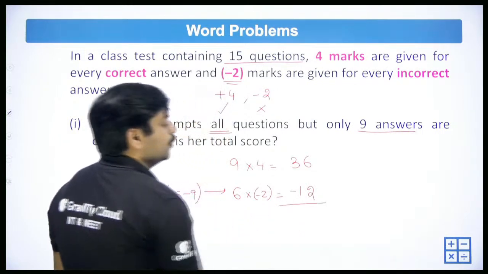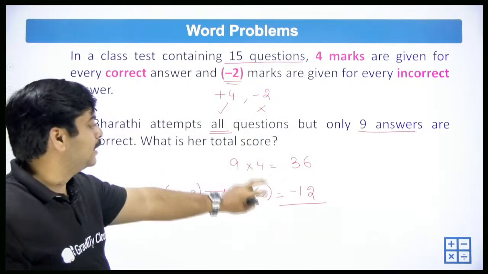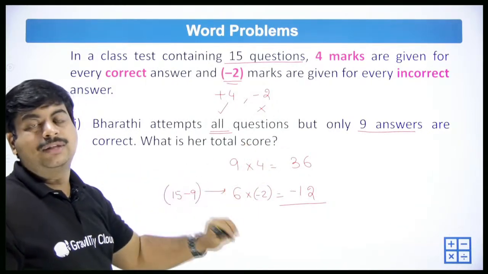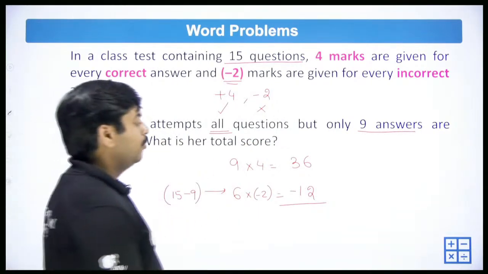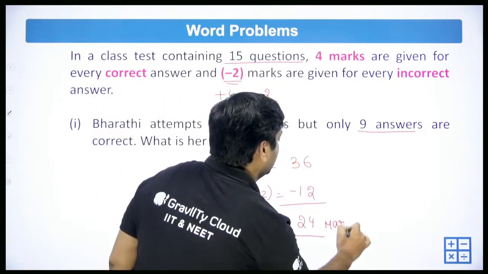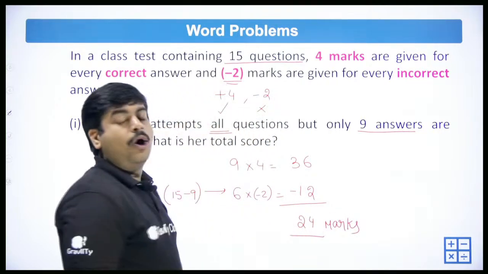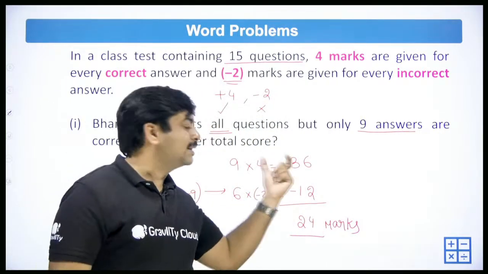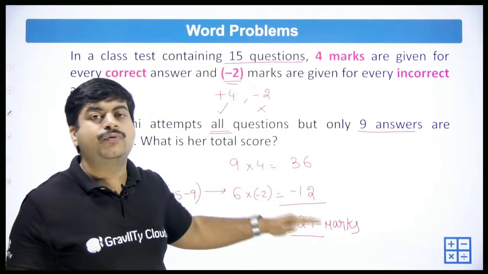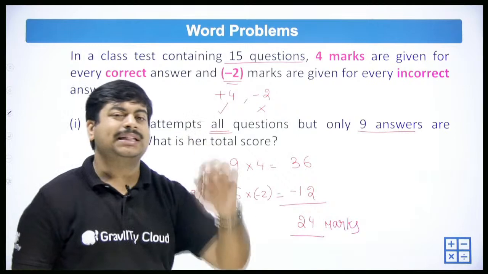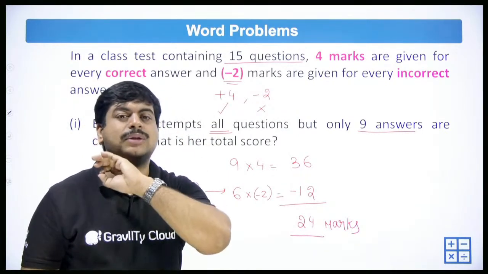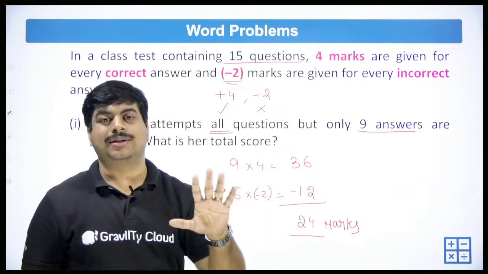So now your final score will be the addition of these two, 36 and minus 12. You'll be having 24. See, 24 marks is her final score. Although she got plus 36, due to the incorrect answers, she has fallen to 24 marks, right? So once again, I'm saying, in whichever exam you're having negative marking, please don't attempt the wrong answer which you're not sure about.